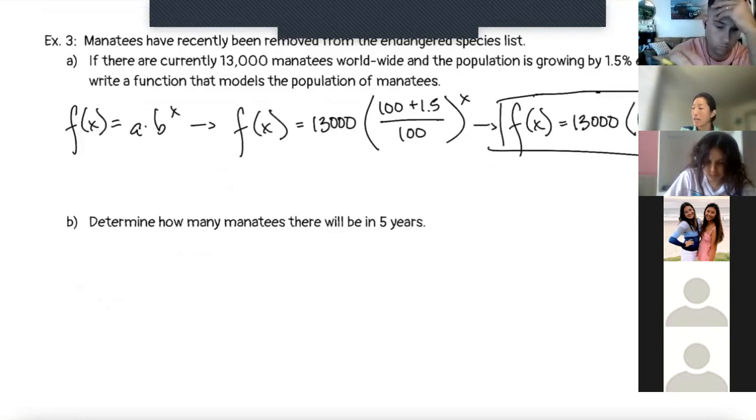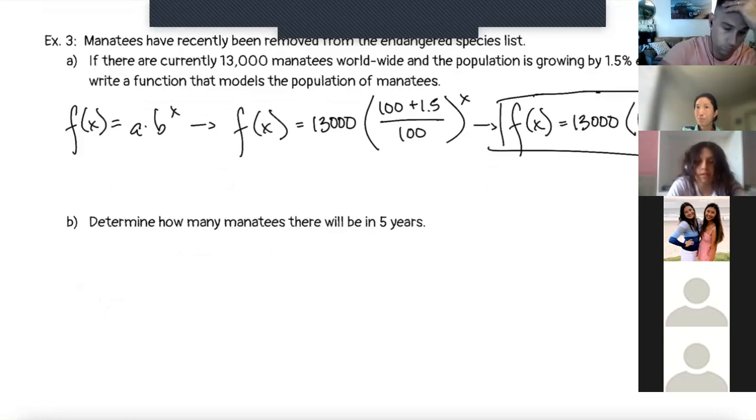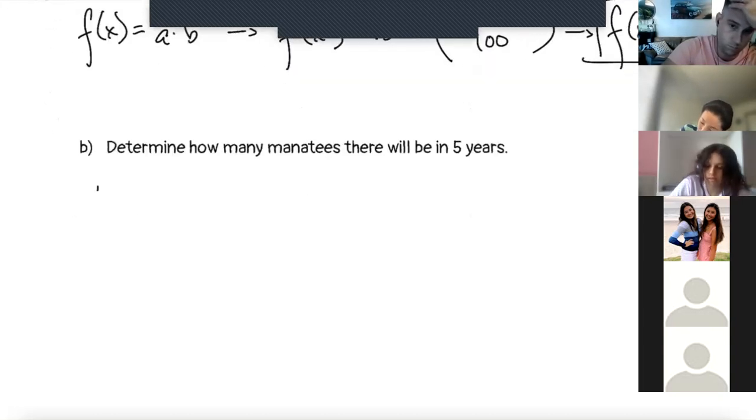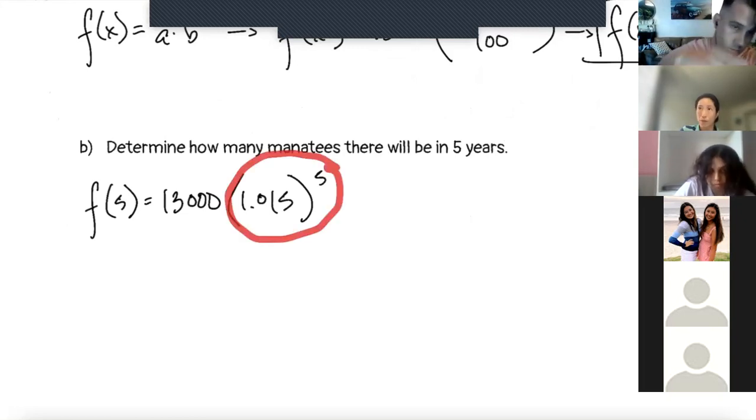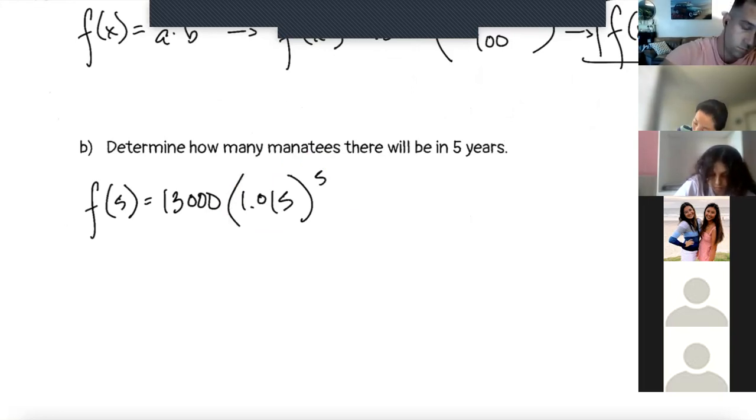What are you going to do in order to answer part B? We're gonna plug in 5 in the exponent x. Perfect. So we could say that f of 5 equals 13,000 times 1.015 to the 5th power. And remember, even though when we type this into Desmos, it does this for us automatically, we would do the exponent first, and then we would multiply in that 13,000.